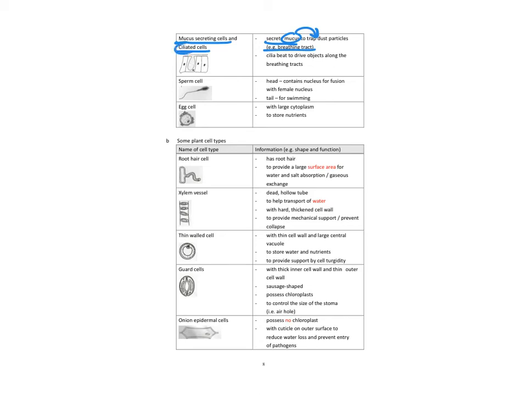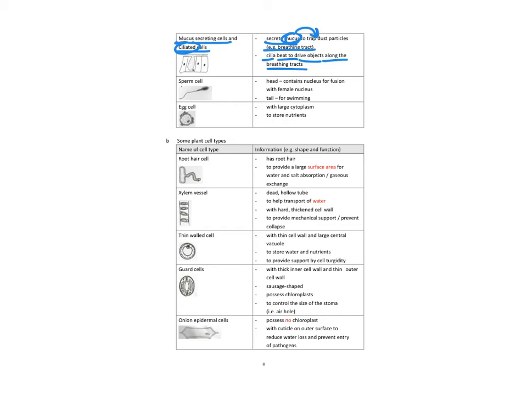The ciliated cells have cilia to beat, to drive objects. That means to drive the mucus together with the trapped dust along the breathing tract, so that they can be coughed out or swallowed into the stomach, so that they don't get into the lungs.